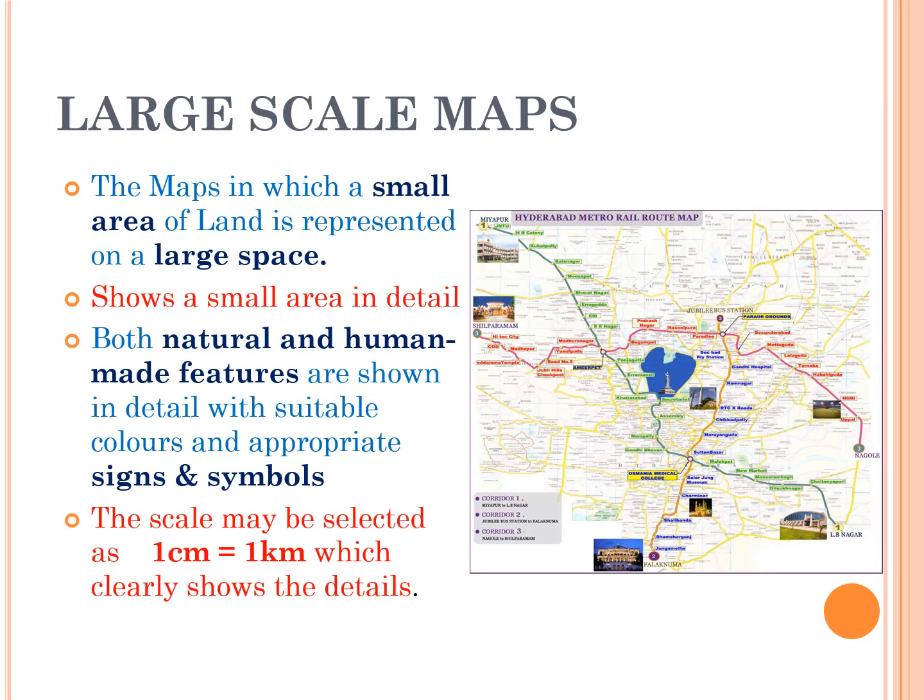In a large-scale map, a small area of land is shown on a large space. It means it shows a small area with details. The distance on the ground used here is small, so that more details of that area can be shown. Both natural and human-made features are shown in detail with suitable colors and appropriate signs and symbols. So to show a town or a city, we use a large-scale map.